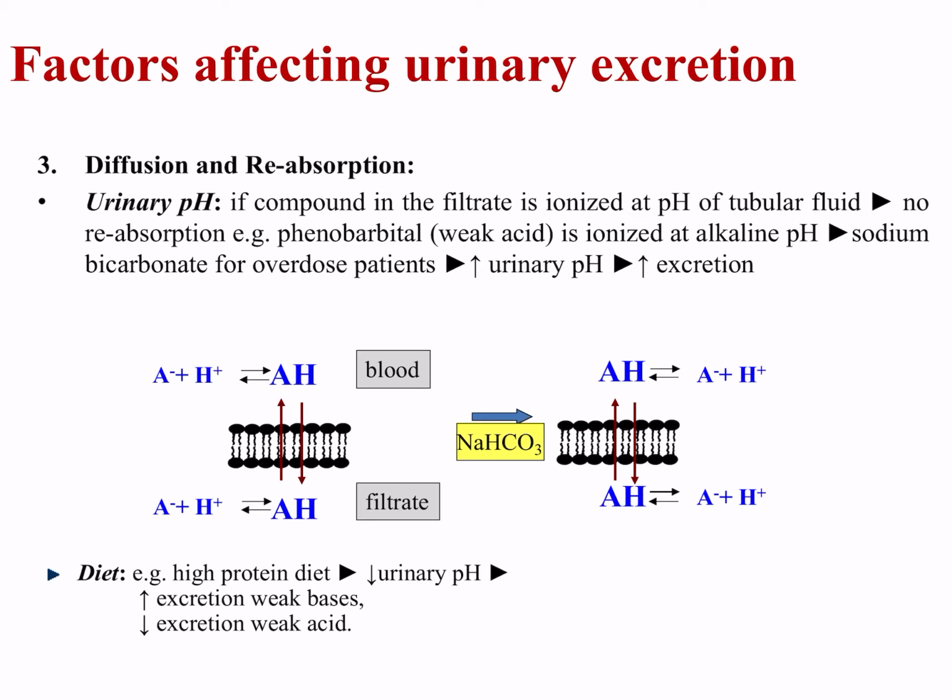Other factors that can affect the pH of the urine are dietary factors, such as a high protein diet. This can decrease the urinary pH and therefore increase excretion of weak bases and decrease excretion of weak acids.